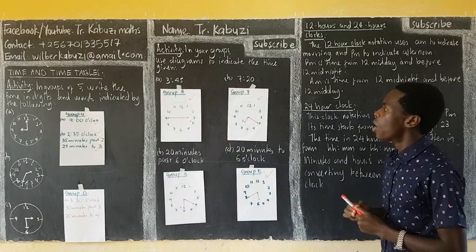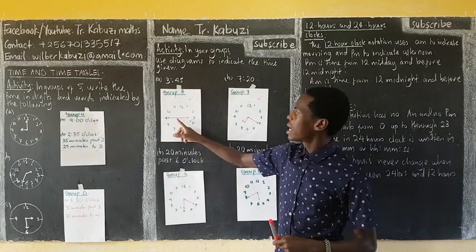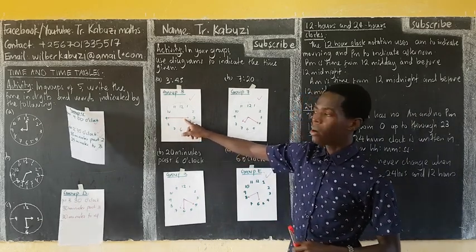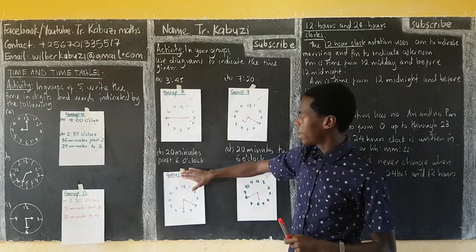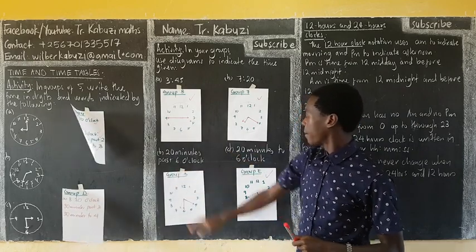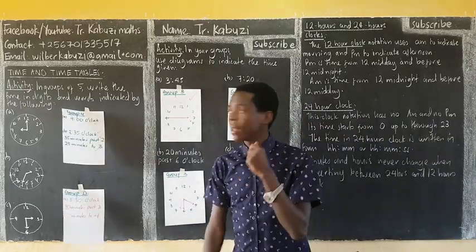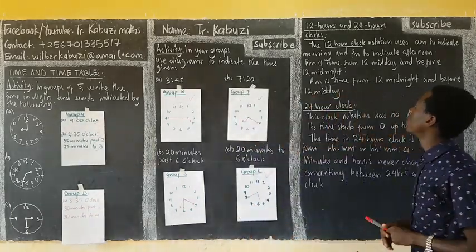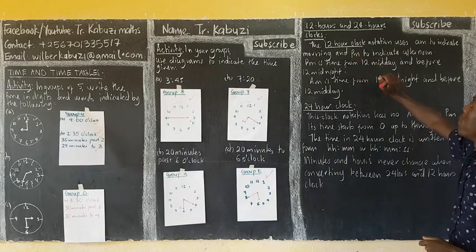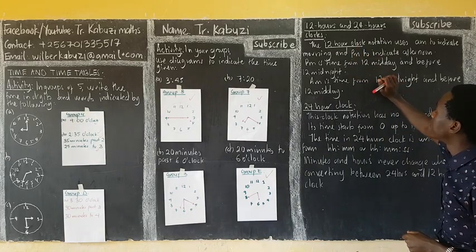Of course, you also show that the minute hand is longer than the hour hand, as you see these people are doing there. Okay, so those are the corrections. You make corrections in your groups. So now let us see the 12-hour and 24-hour clock.